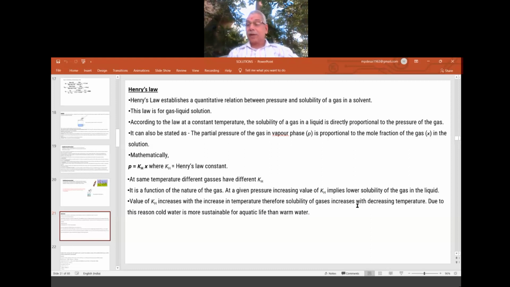One more is what? Due to this reason, cold water is more sustainable or favorable for aquatic life than warm water. Warm water is less soluble for oxygen, so it is a problem for aquatic life. Normal temperature and normal pressure are best for aquatic life. Too much heat, maybe 48, 50, 60 degrees in a particular area like a desert, is a problem for aquatic life.